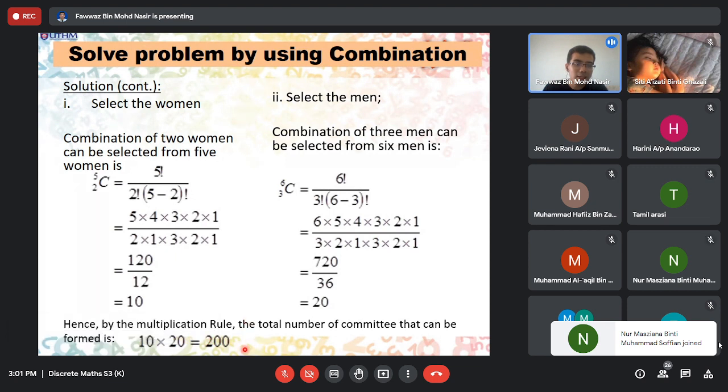So there are altogether 200 ways to select all those women and men, okay, untuk women and men untuk jadi ahli pada that committee. Okay, so any question before we continue?